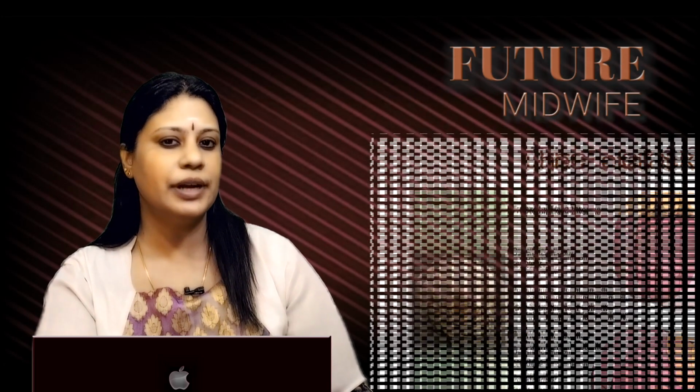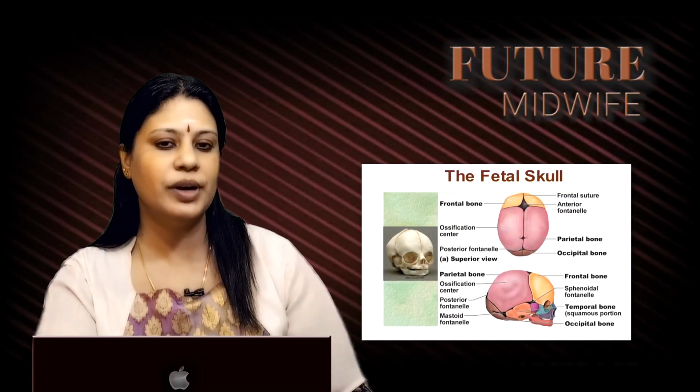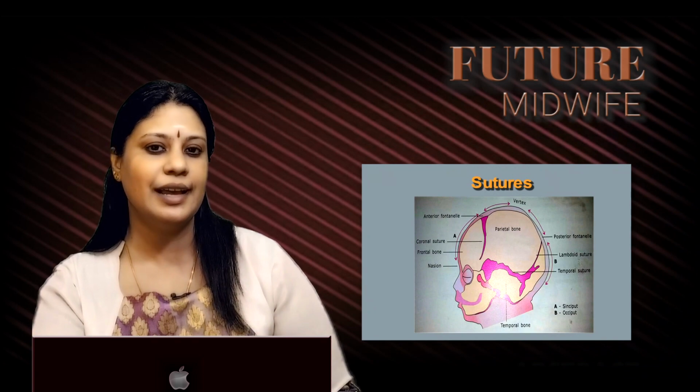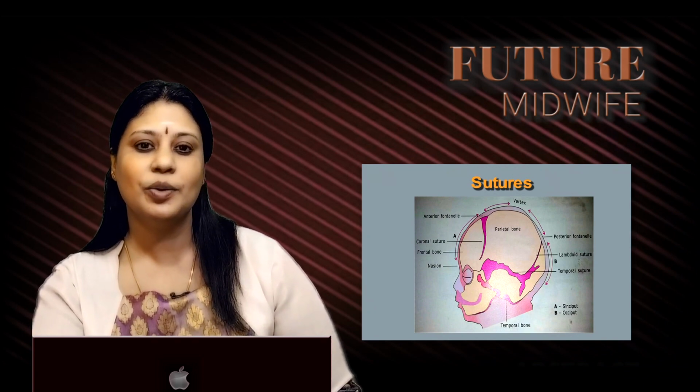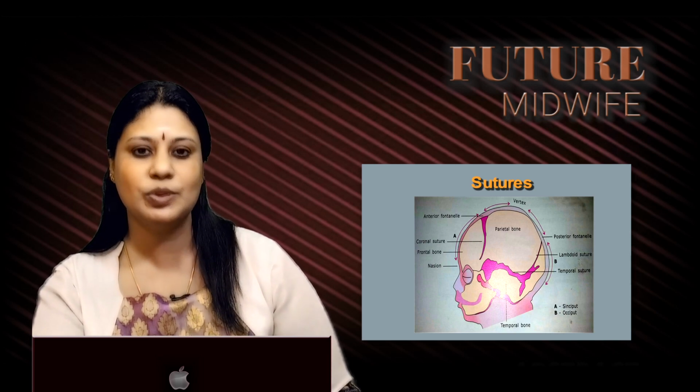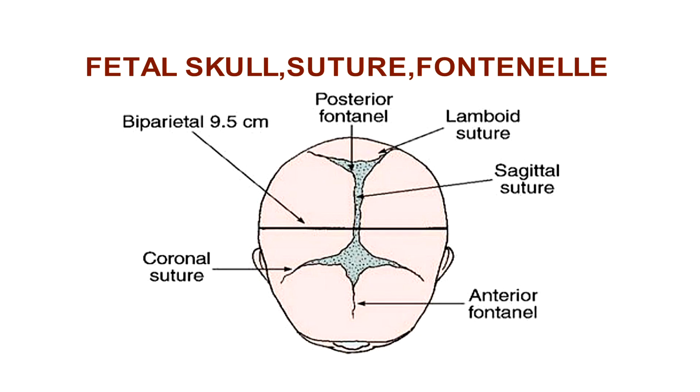The bones of the vault include two frontal bones, two parietal bones, one occipital bone and two temporal bones. The flat bones of the vault are united by means of a non-ossified membrane which is attached to the margin of the bones, called sutures. The fetal skull has sagittal sutures, coronal sutures, frontal sutures and lambdoidal sutures. So we'll see each one.